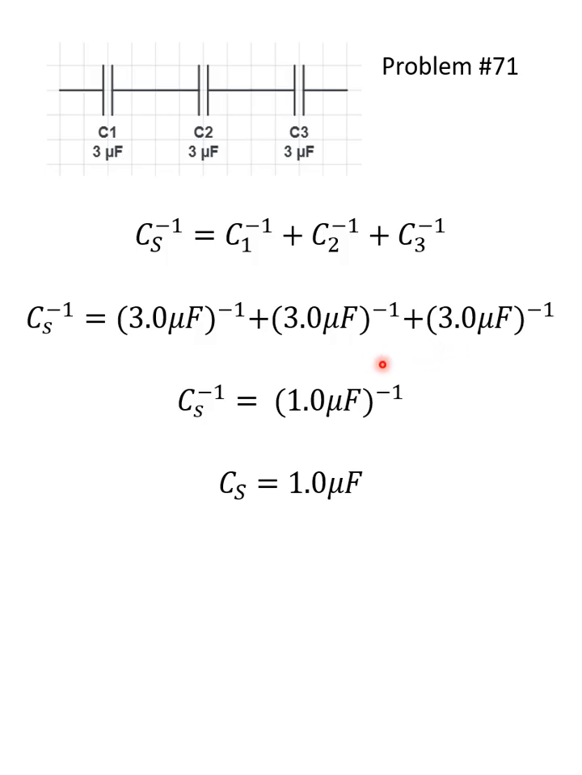And I recommend you go through the math on your own if I've done a little shorthand here, but convince yourself that this actually works, because you need to be able to solve problems like this on your own. So 1 over 3 plus 1 over 3 plus 1 over 3 becomes 3 over 3, so 1 microfarad to the negative 1. And then we'll take the reciprocal of that and find 1 microfarad.